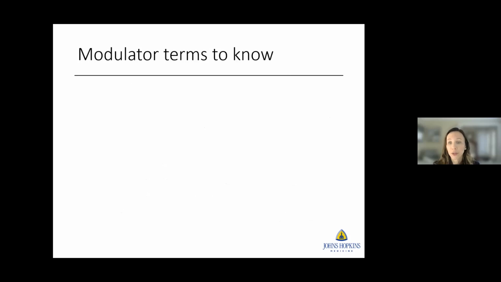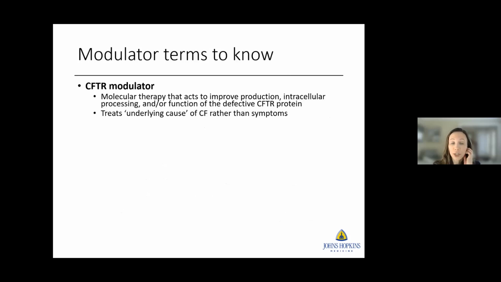There are also some modulator terms you should know. So the definition of a CFTR modulator is a molecular therapy that acts to improve production, intracellular processing, and/or function of the defective CFTR protein. And these essentially treat the underlying cause of CF rather than just the symptoms.